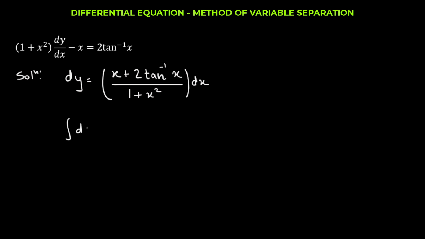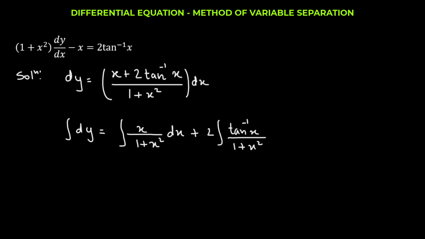Now integrating both sides, we have ∫dy = ∫x/(1 + x²) dx + 2∫tan⁻¹x dx/(1 + x²). Now for the first integral, we are going to multiply and divide by the factor 2 such that we apply the method of substitution to get half natural log of 1 + x² plus 2 times.